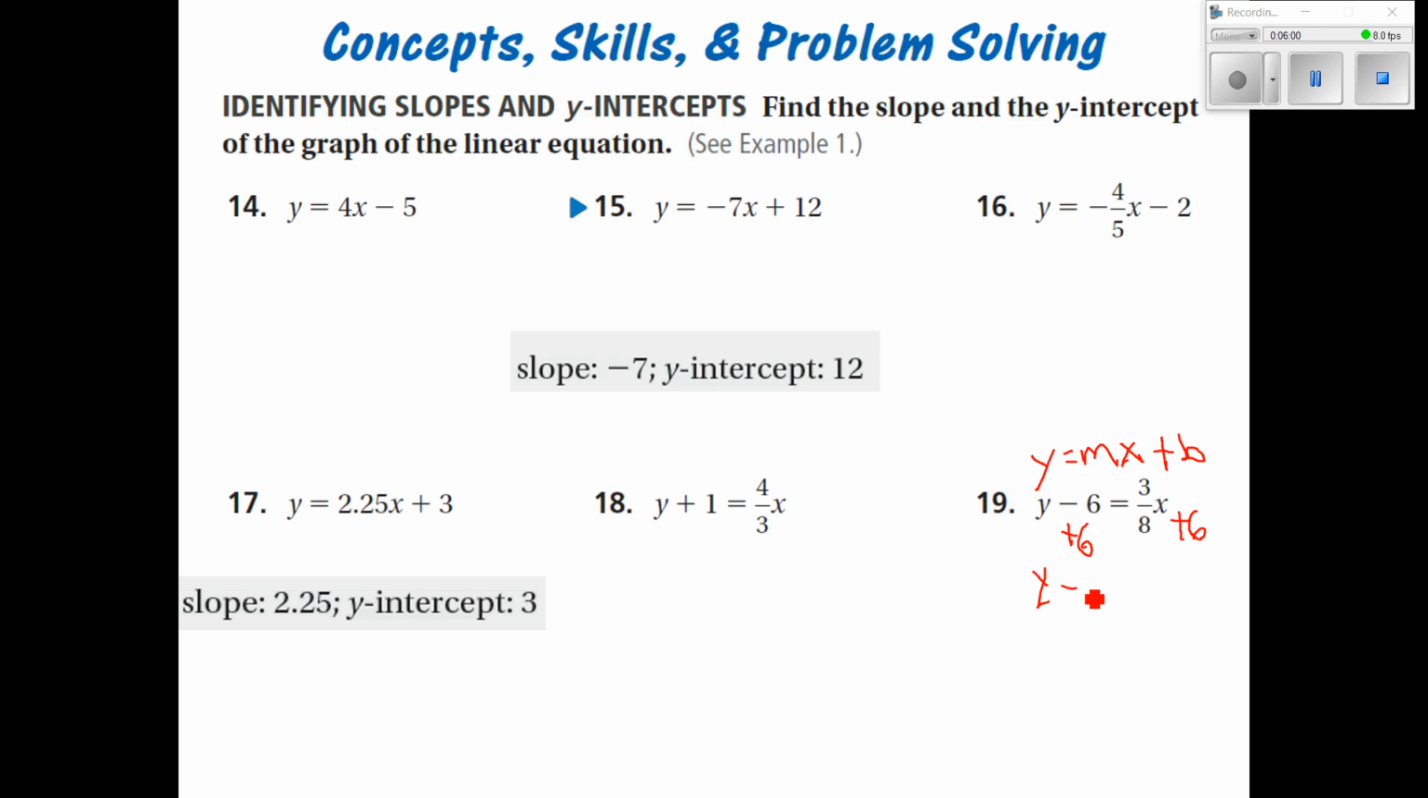Y is equal to 3 over 8x plus 6. All right, let's reveal our answer. That means 6 is where it crosses the y-intercept, and our slope is 3 over 8. As you can see, the slope is 3 over 8, and y-intercept is 6.